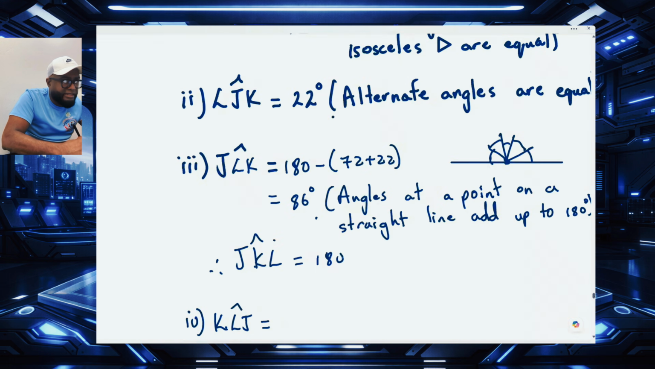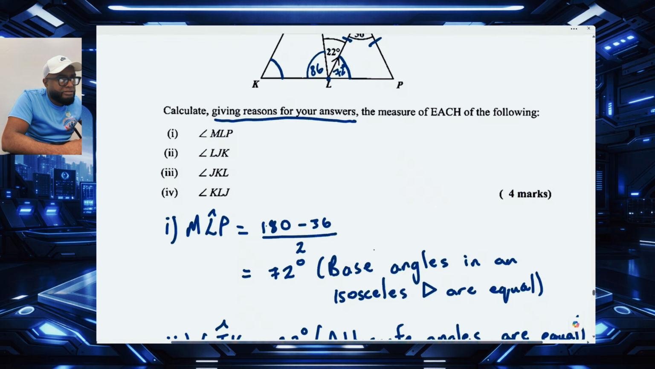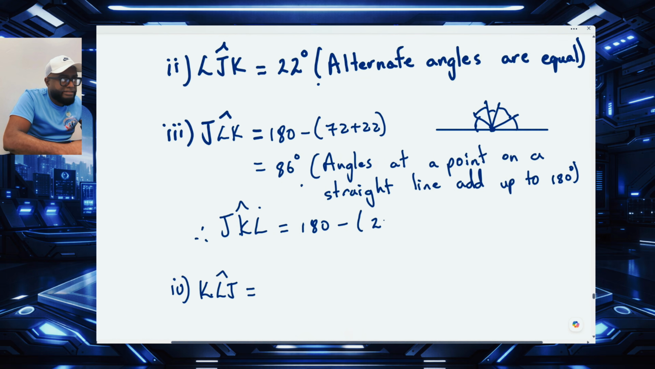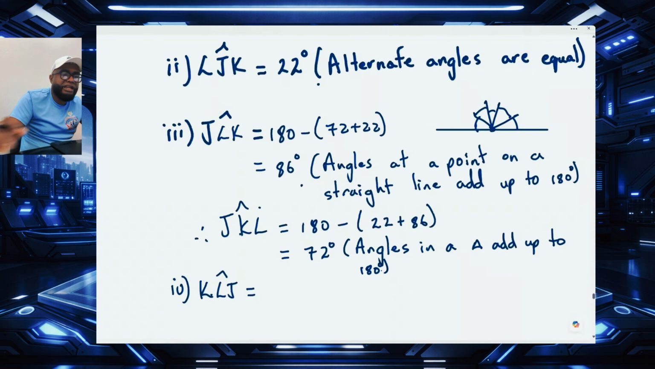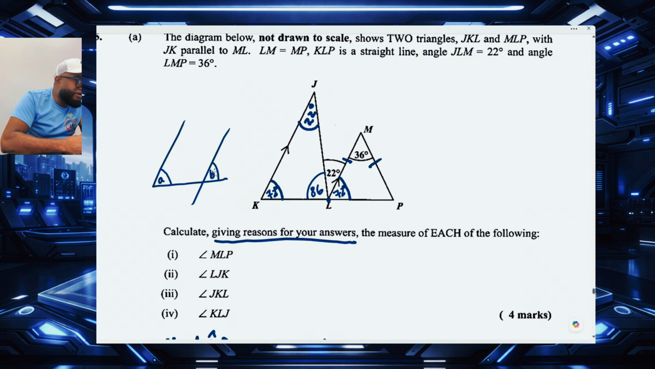So this will be 180 minus 22 plus 86. Are we getting here now? 72 degrees. Yes, sir. I was correct. Angles in a triangle add up to 180 degrees, right? So I thought I got it wrong, eh? I could have used corresponding angles here, right? So MLP, which is 72, would have been equal to JKL, which is also 72 because they are corresponding, right?